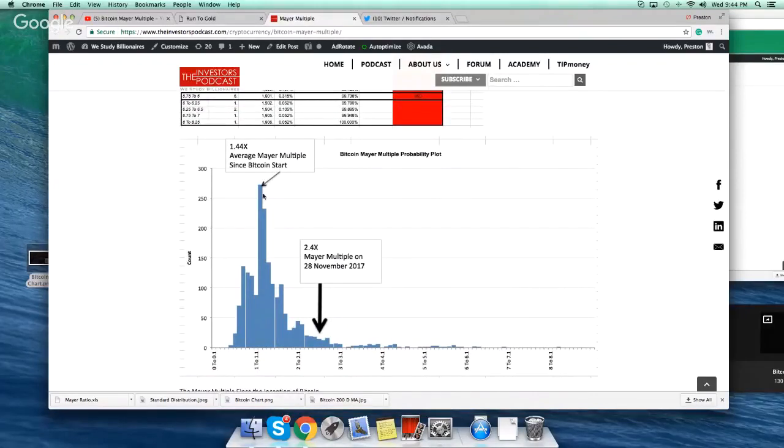Going back to the histogram, you can kind of see where we're at today. It's at a 2.4, I think 2.45 or something like that right now. So you're out here in the histogram. This is normal based off the historical data. This is where we're at now.